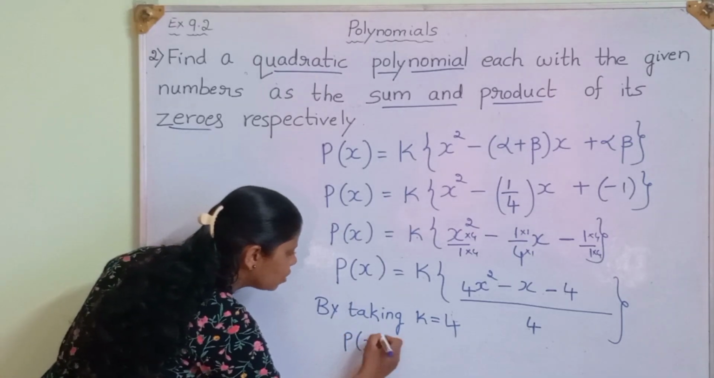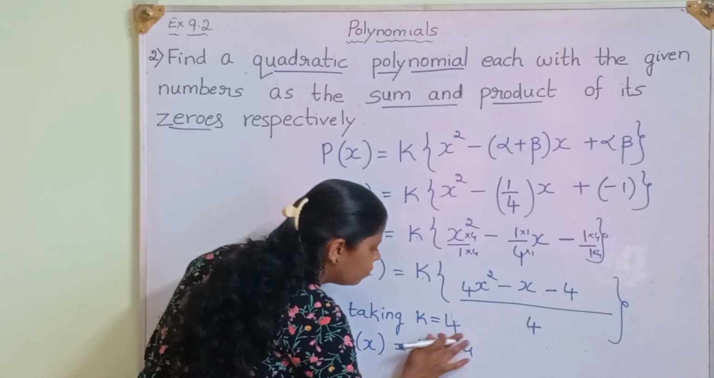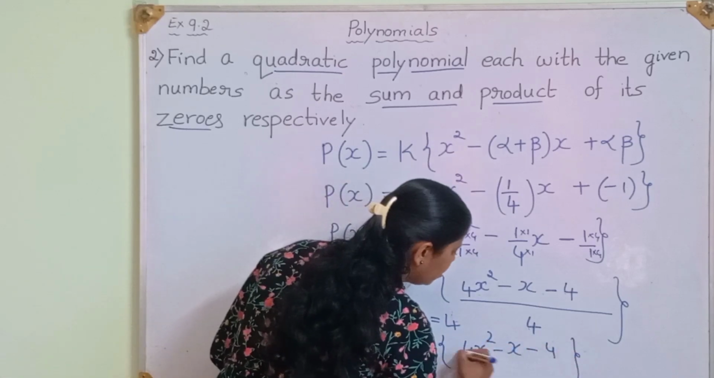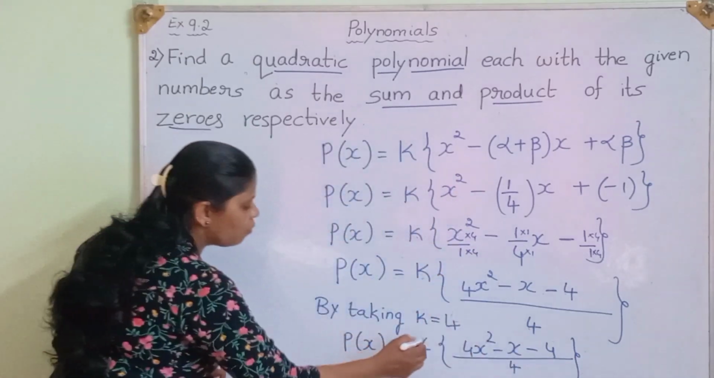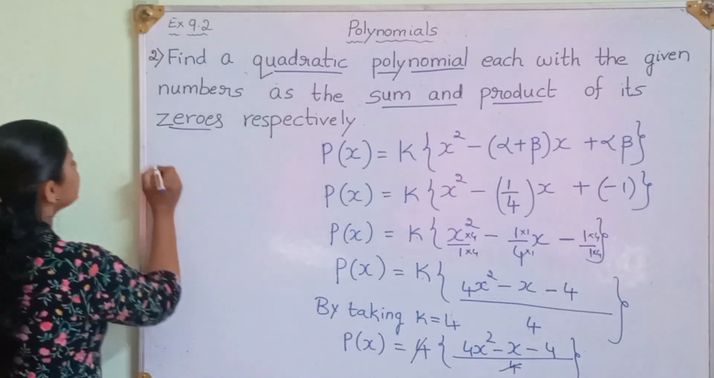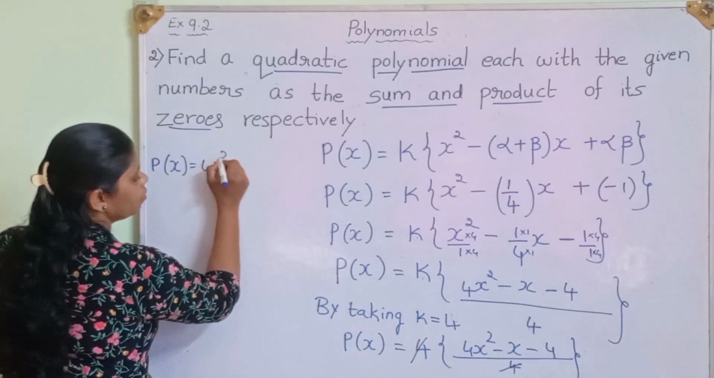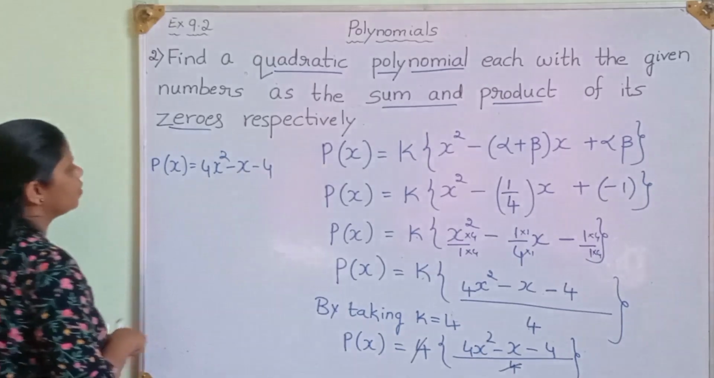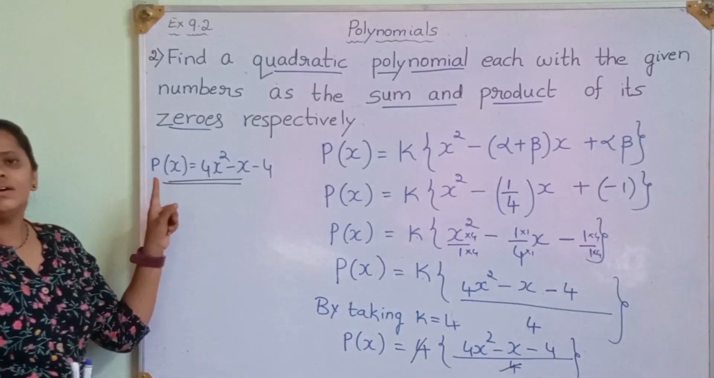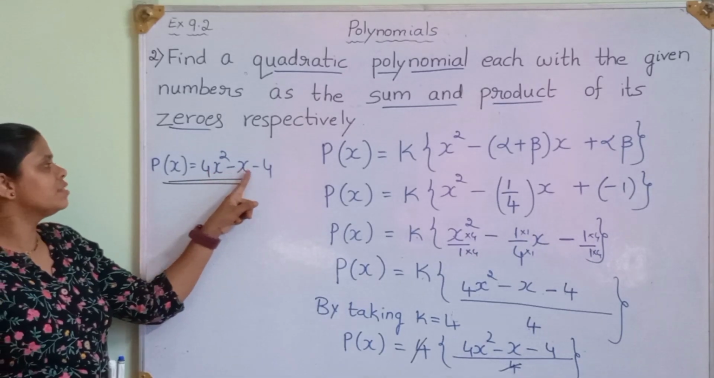See, p of x is equal to, in the place of k I will take 4, then it will become 4x square minus x minus 4 divided by 4. This 4 and this 4 it cancels, right? Then what is left? P of x is equal to 4x square minus x minus 4. It is left. This is our P of x. This is our answer. That is, the polynomial in x is 4x square minus x minus 4.